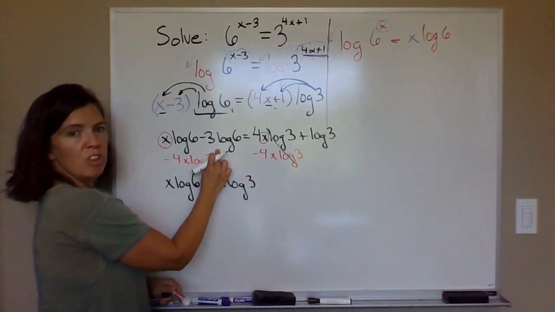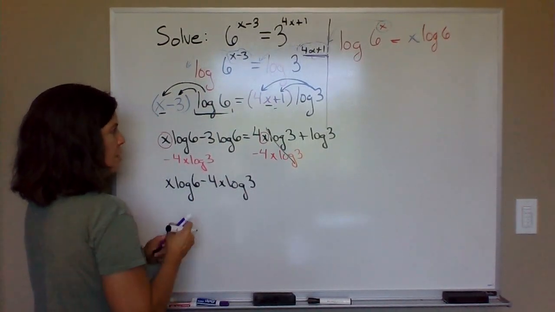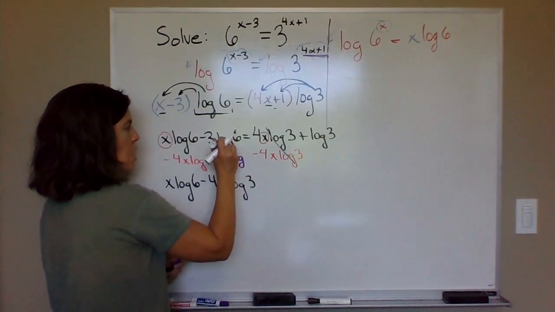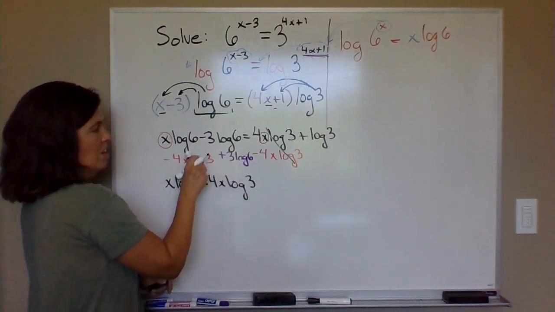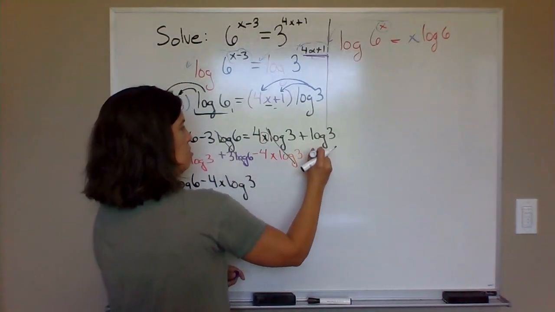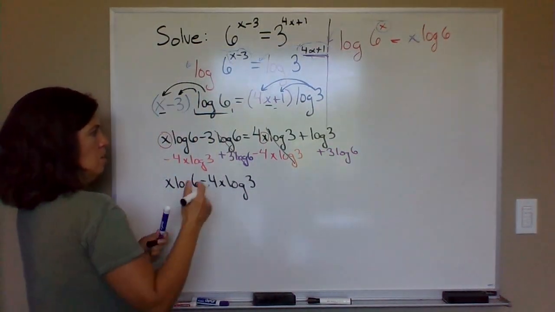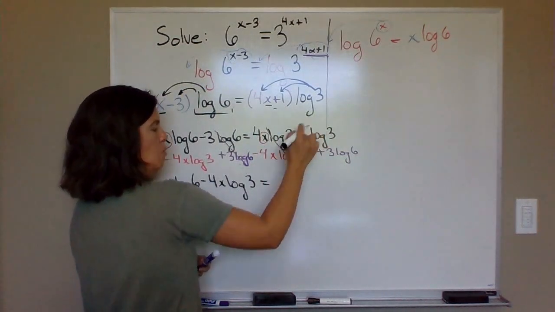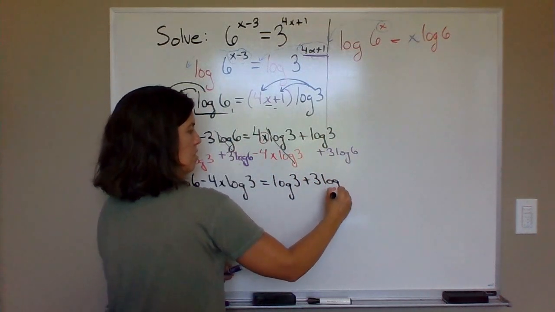I'd like to also move this non-x term, this term that doesn't have an x attached, to the other side. So I'm going to add 3 log 6. I'm doing the opposite of what I see here. That way, negative 3 log 6 plus 3 log 6, those cancel out. I need to make sure I do the same thing to the other side, though. Okay, so now the right-hand side, this went away. We have log of 3 plus 3 log of 6.